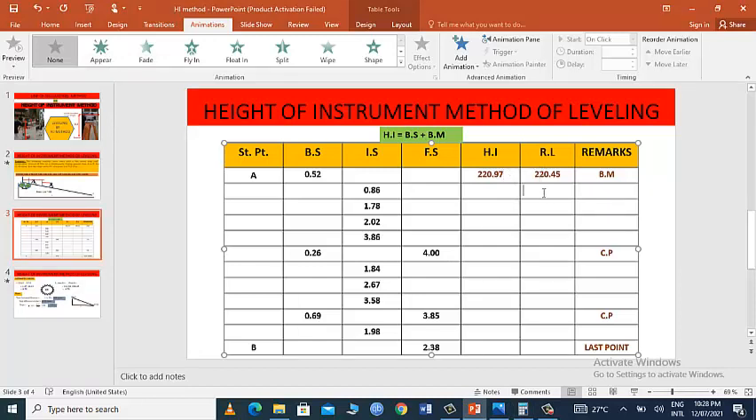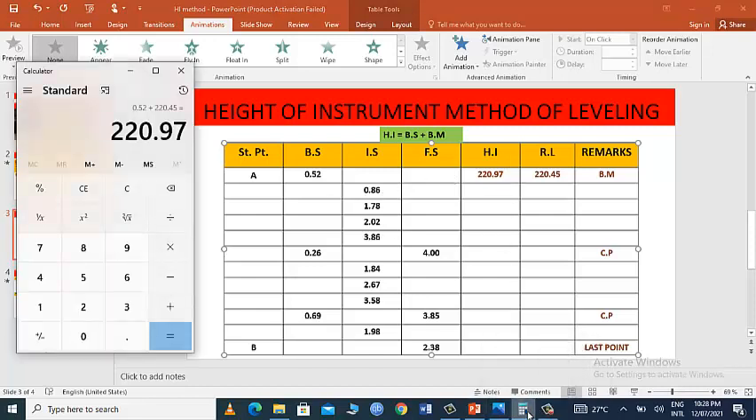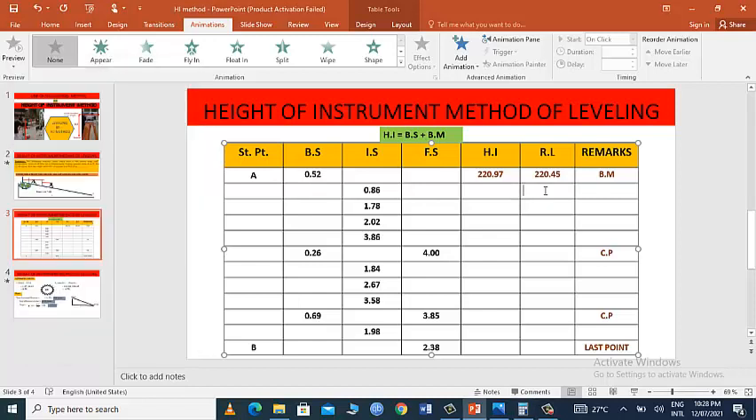Now to get the reduced level at this point, we will subtract 0.86 from this value. We will get 220.11. So this is the reduced level of this point, 220.11.